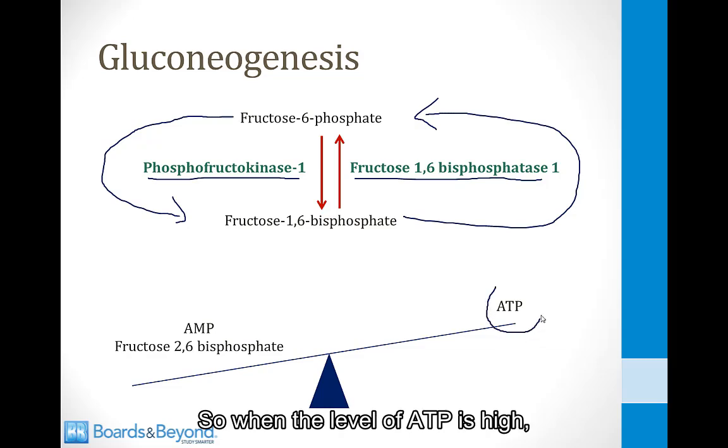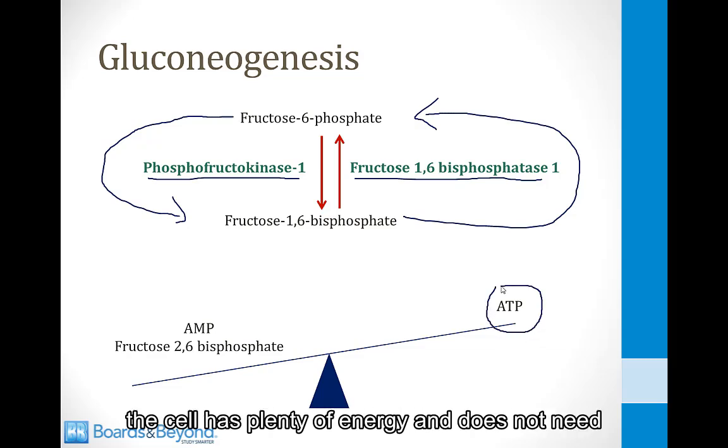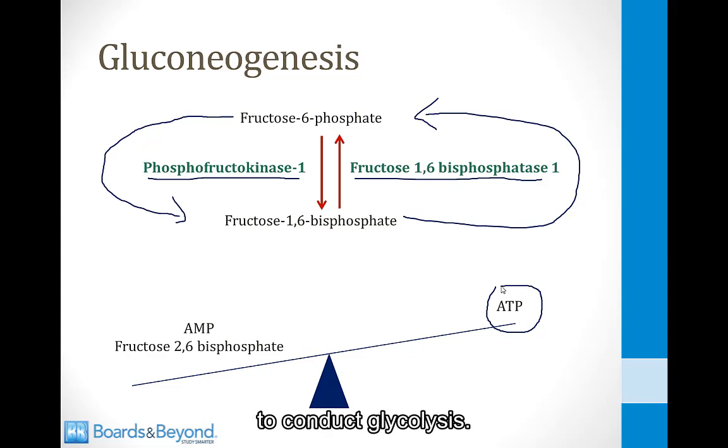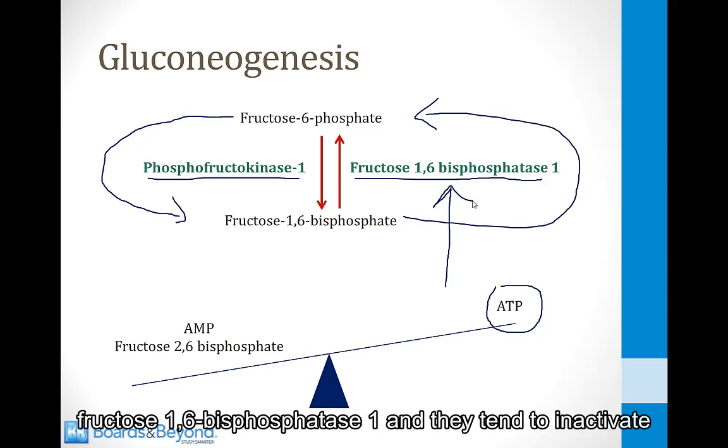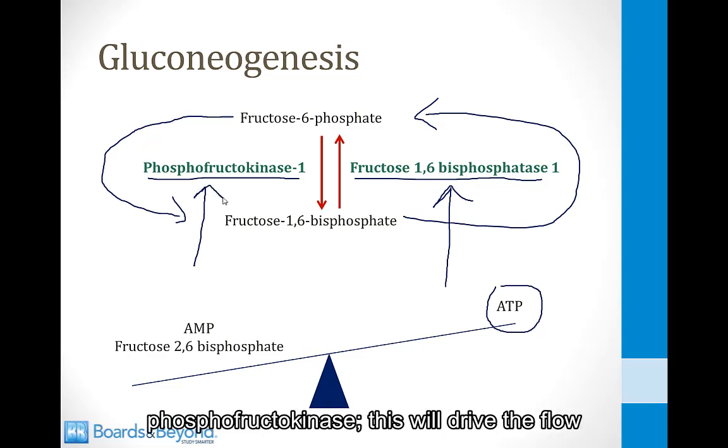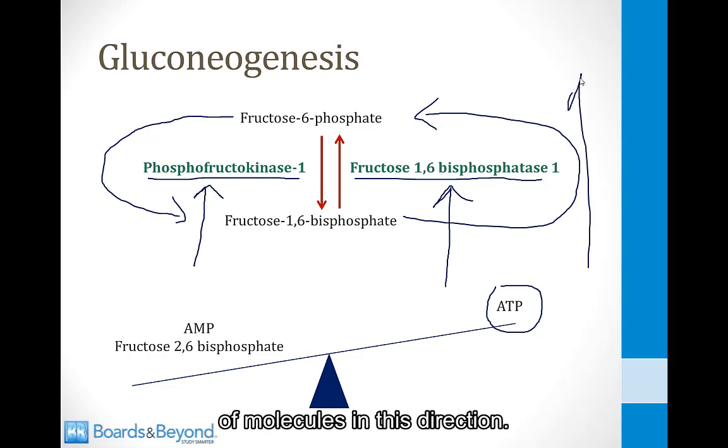So when the level of ATP is high, the cell has plenty of energy and does not need to conduct glycolysis. Therefore, high levels of ATP tend to activate fructose 1,6-bisphosphatase 1, and they tend to inactivate phosphofructokinase. This will drive the flow of molecules in this direction.